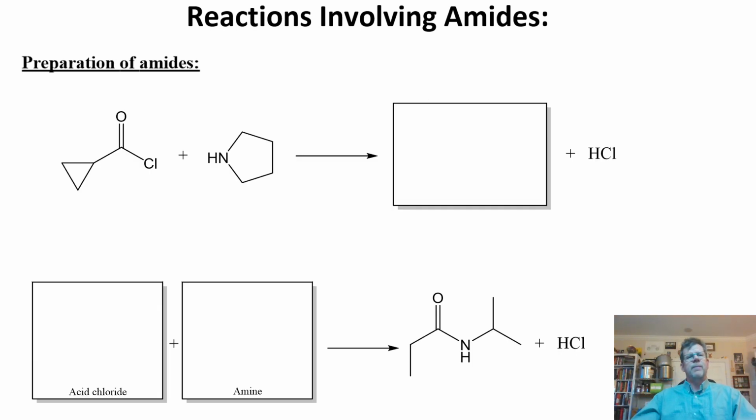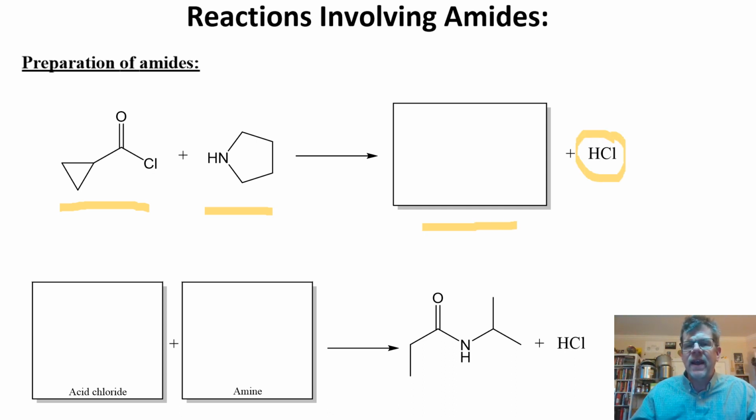So let's look at some what's in the box questions here in the preparation of amides. And again, when we play what's in the box, we're being detectives, we're being sleuths and trying to figure out what should be in the box given the information we have. If we look at the example up top, we have this sort of strange looking, but it is an acid chloride, and this strange looking, but it's still an amine. An acid chloride and an amine gives something plus HCl.